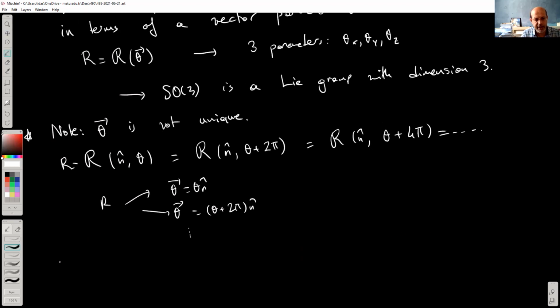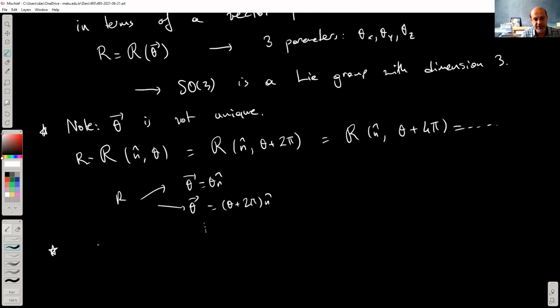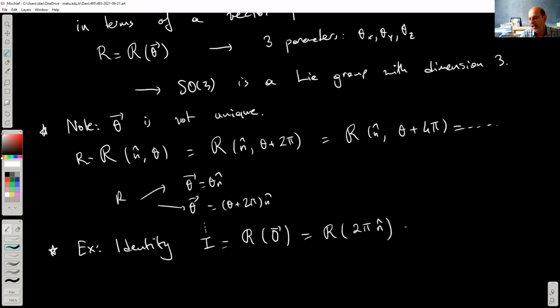So for example, identity, that's kind of the interesting one. Identity I is basically a rotation by zero angle. The rotation axis can be anything. So as a result, this can also be described as a 2 pi rotation around any axis, or a 4 pi rotation around any axis, and so on. Okay, so identity is somehow this special place as well.